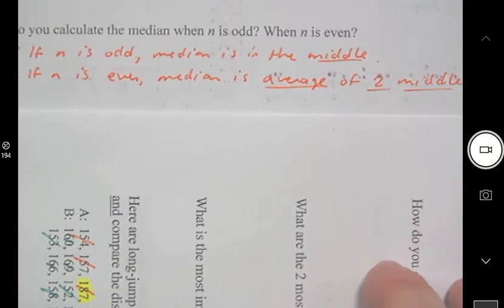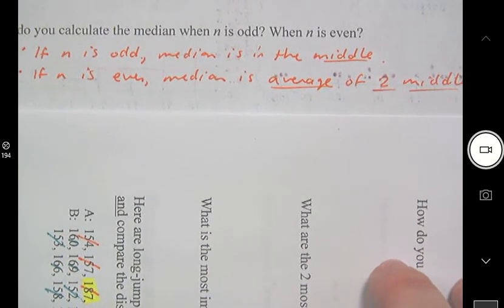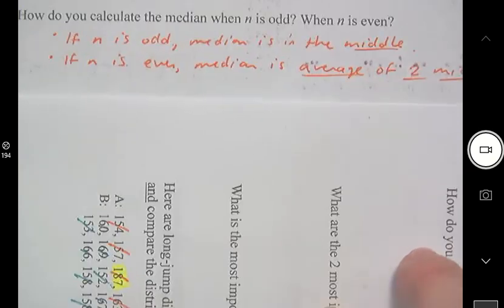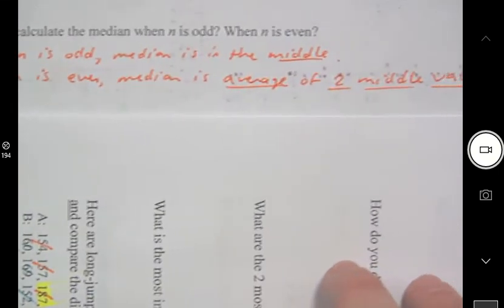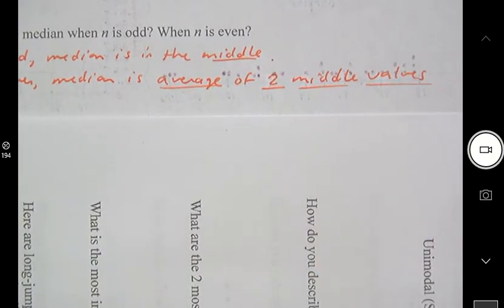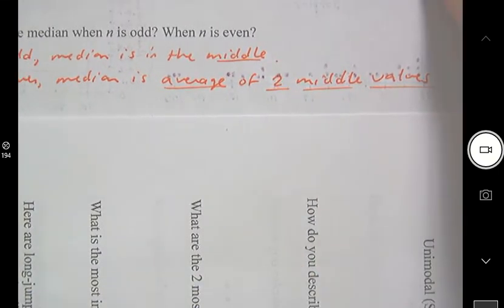But if you have an odd number of values, the median is just smack dab in the middle. If you have an even number of values, the median is the average of the 2 middle values. Pretty easy stuff. Mean and median, both measures of center.